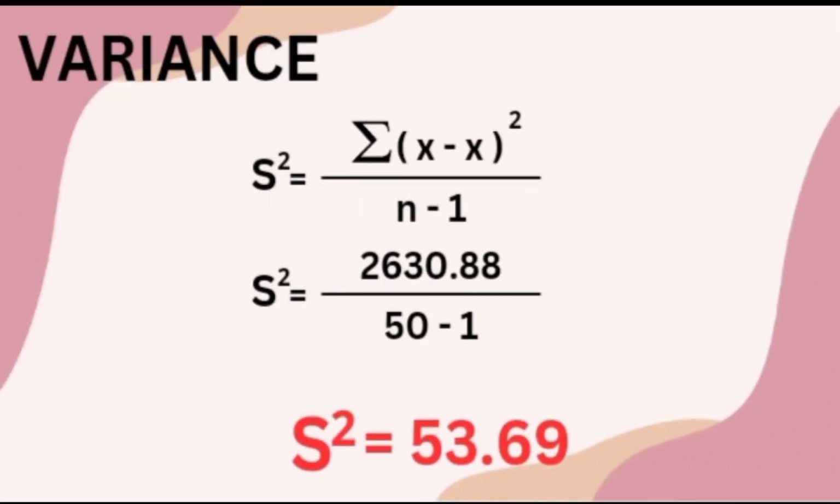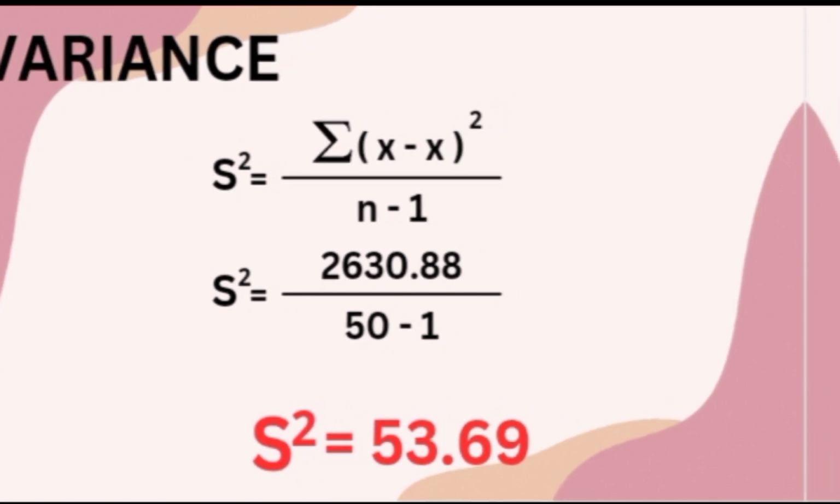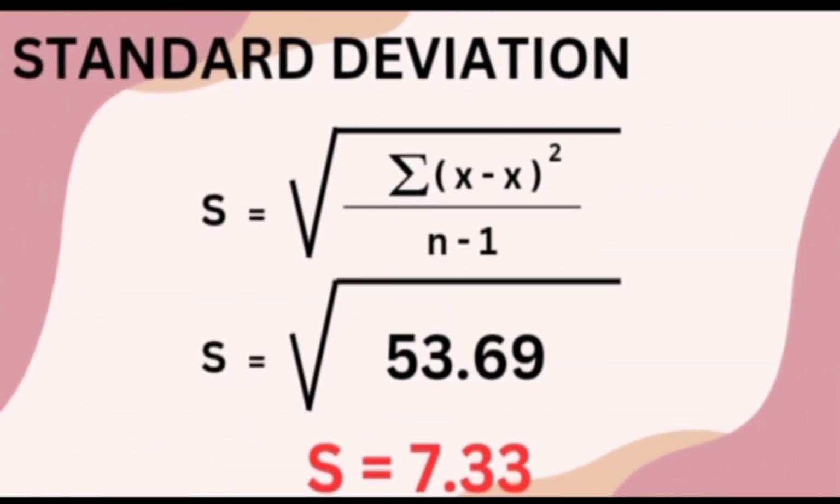Next is kung paano nakuha ang variance. The formula is s squared equals summation of x minus x-bar squared over n minus 1. So, 2630.88 over 50 minus 1, our variance s squared is 53.69. Lastly, is getting the standard deviation. S is equal to square root of variance. The variance is 53.69, and when you get the square root, the standard deviation is 7.33.